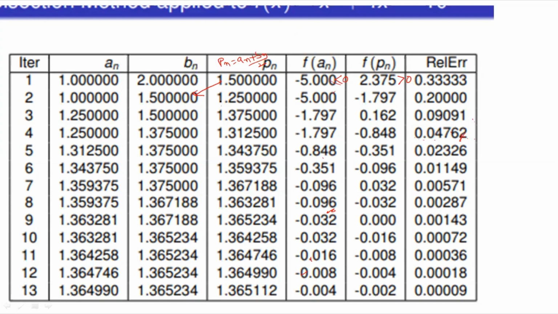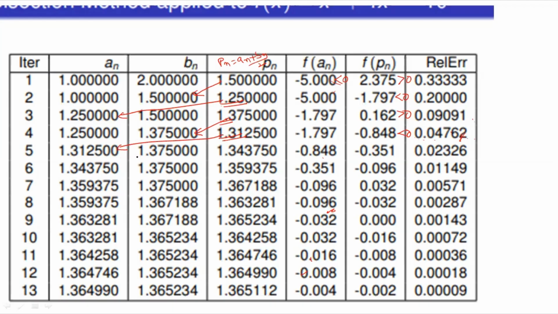Next, the bisection of this is 1.25. 1.25 is less than 0, so it will come to the A place. Remember. Next one is bisect it, 1.375. You got a positive value. Because it's a positive value, it replaces B. Then bisect these two, you got this value. You got negative. Negative means less than 0. Less than 0 means it will come to the A place.